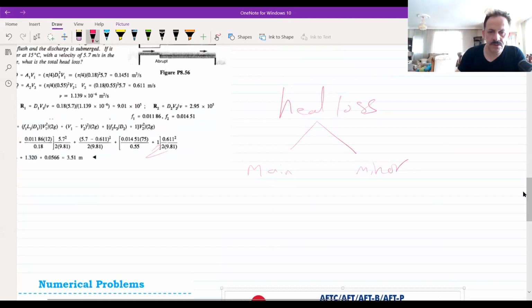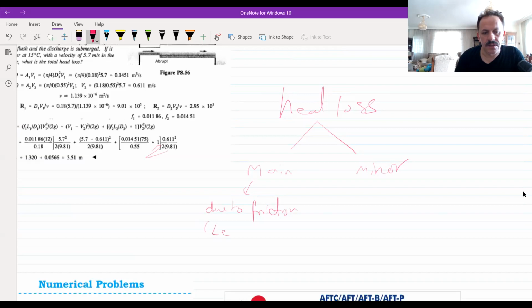So this is the friction head loss, due to the length and diameter of the pipe and the roughness of the pipes. We said that the Darcy-Weisbach equation controls this, so the friction head loss is equal to the friction factor f times the length divided by the diameter, times V squared divided by 2g.